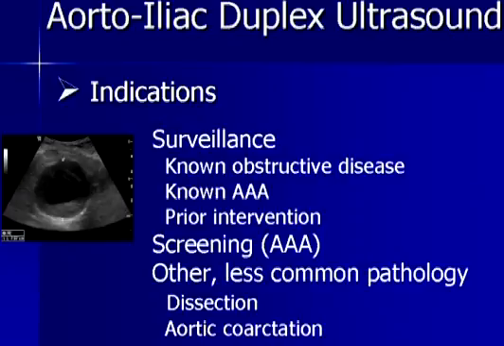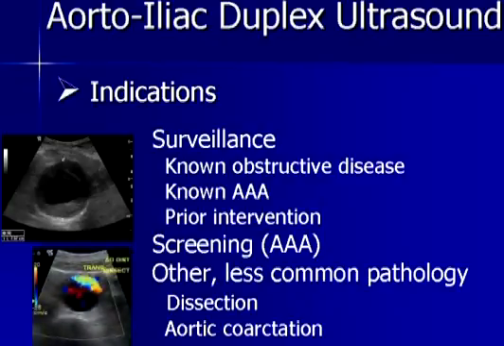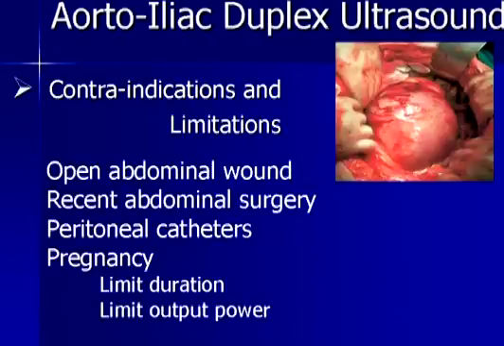The patient may be seen for surveillance of known pathologies such as obstructive disease, aneurysmal disease, or some prior intervention that has been done. Screening for abdominal aortic aneurysmal disease is also a good reason for doing this examination in an appropriate patient population. And there are other less commonly seen pathologies such as dissection or aortic coarctation, which may indicate the necessity for this examination.